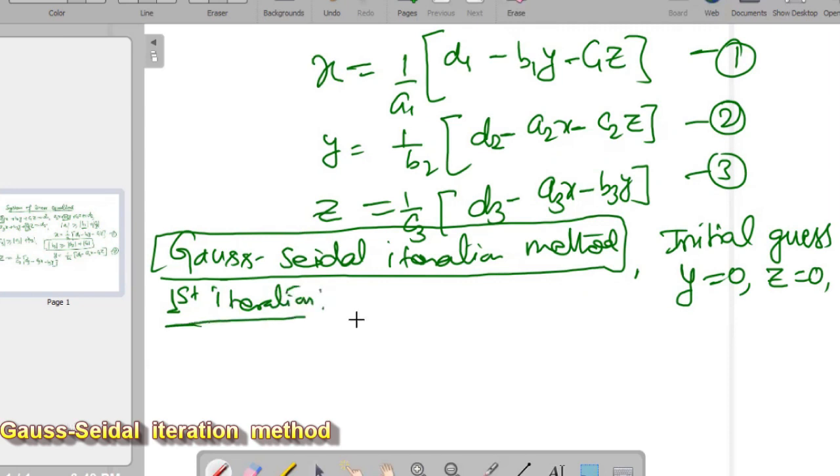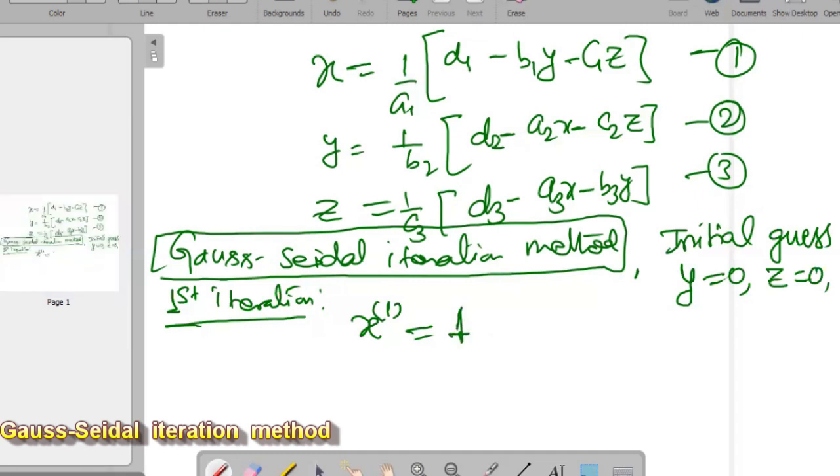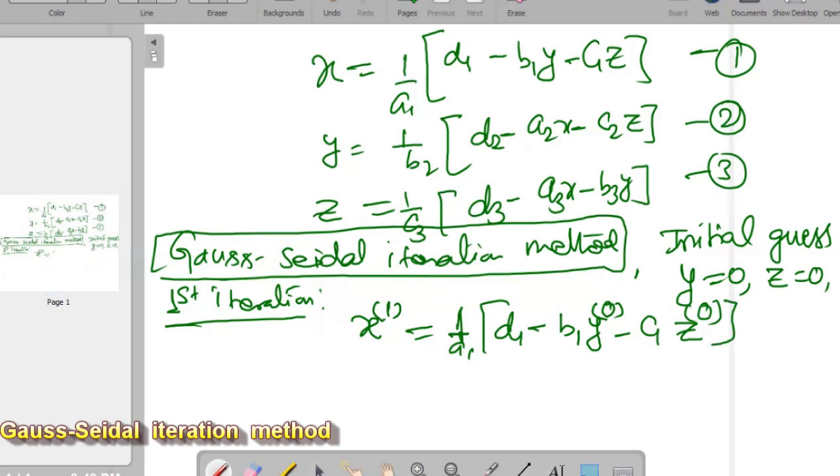In the first iteration, the value of x, we write here x1. This is the value of x in the first iteration, which is equal to 1 by a1 times (d1 minus b1 times y, the initial guess of y, which is equal to 0. So we write here y0, minus c1 times the initial guess of z, which is 0).